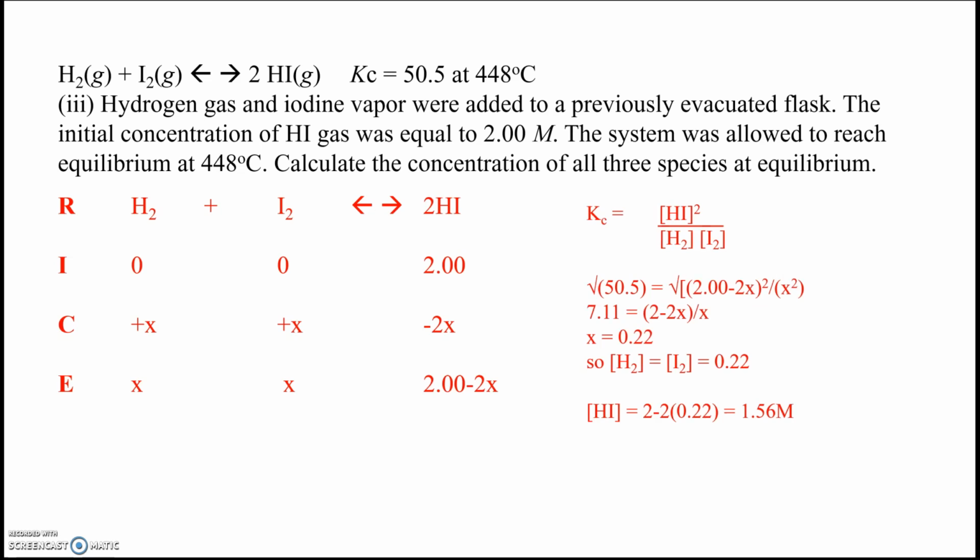All right, we write our equilibrium expression, and we plug in all of the things that we know, and we solve for x. And here, when we solve for x, we get 0.22. So that must mean that the concentration of hydrogen gas and iodine vapor is 0.22, and the concentration of hydrogen iodide at equilibrium will be 2 minus 2 times 0.22, or 1.56 molar.